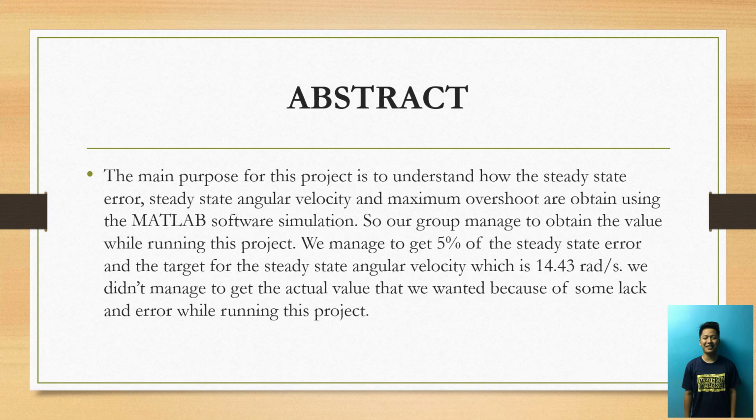The main purpose for this project is to understand how the steady-state error, steady-state angular velocity, and the maximum overshoot are obtained using the Matlab software simulation. Our group managed to obtain the values while running this project, and we managed to get 5% of the steady-state error, and the target for the steady-state angular velocity, which is 14.43 radian per second. We didn't manage to get the actual value that we wanted because of some lag and error while running this project.